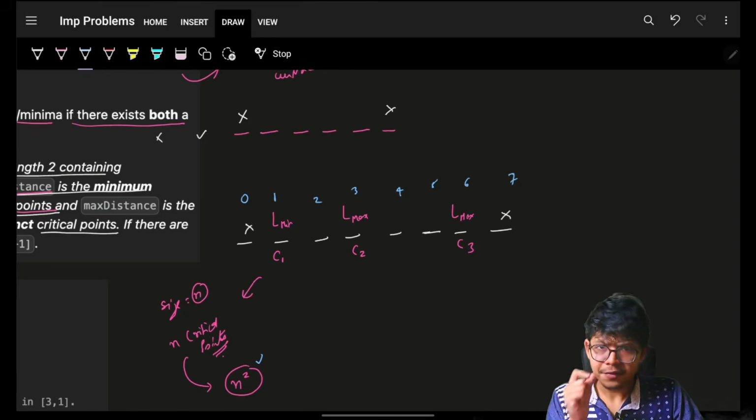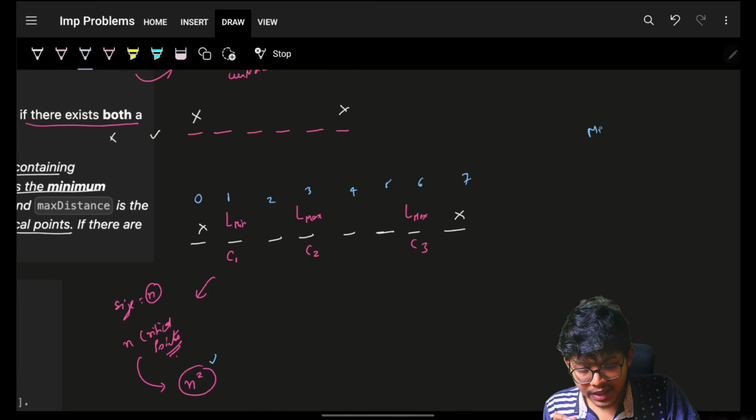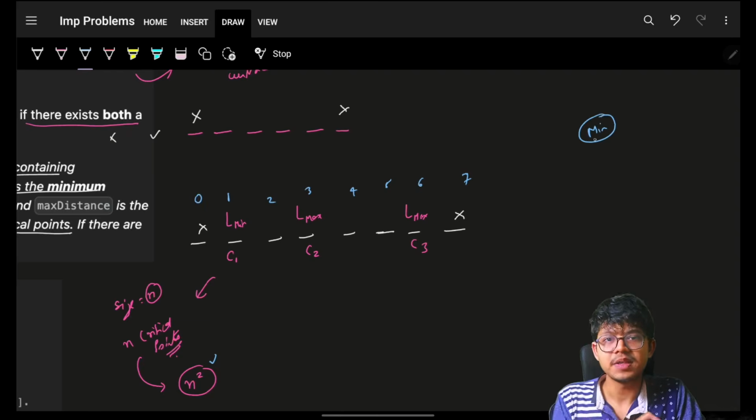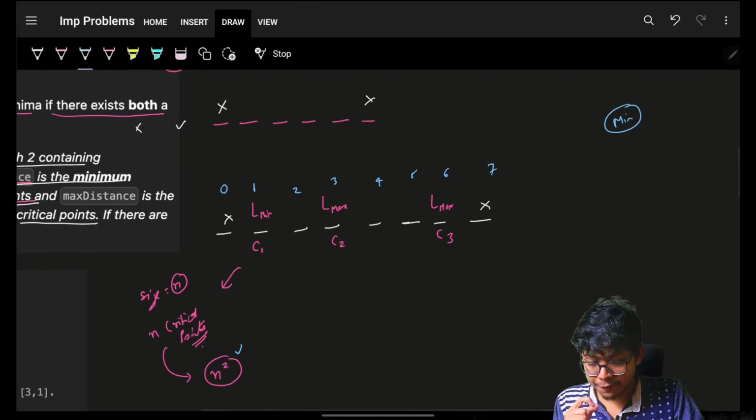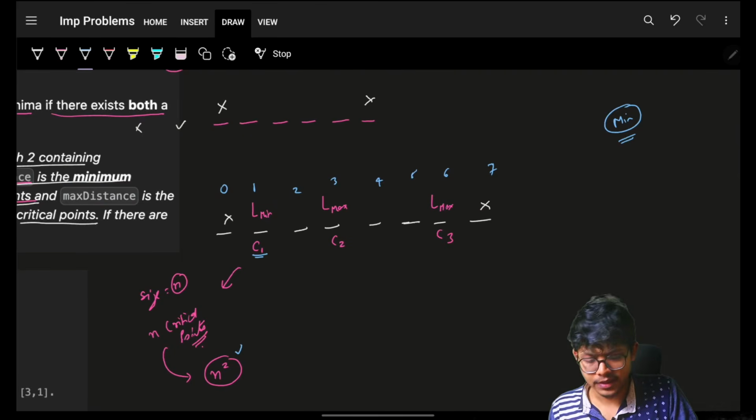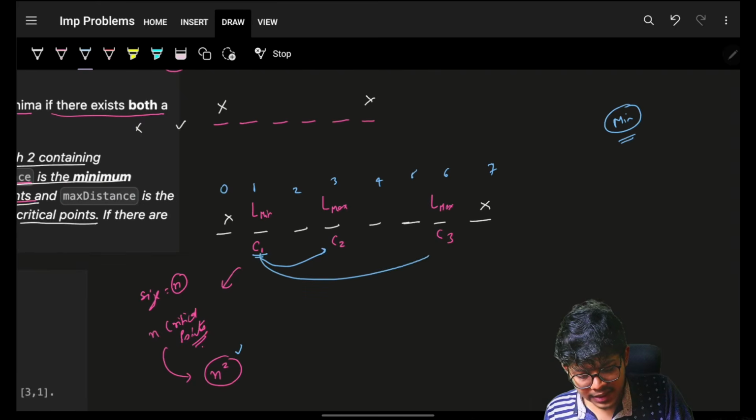Now, let's firstly focus on figuring out the minimum distance between any two critical points. Next, we will go to the maximum. If we have to figure out the minimum distance, we are at a point C1, and I was trying for a point C2 and C3.